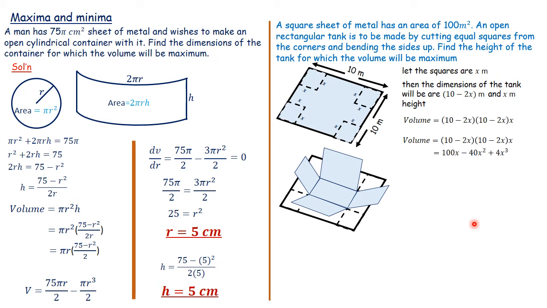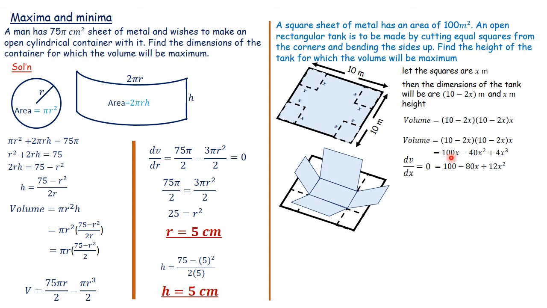And so volume will be, if you simplify that, 100x minus 4x squared plus 40x squared minus 4x cubed. To maximize or minimize that, it's a cubic equation. We need to find the first derivative and equate it to 0. Remember, the values of x that we're going to get here are two answers. One should lead us to a maximum volume, the other to a minimum value.